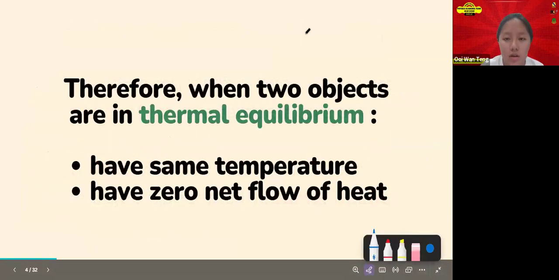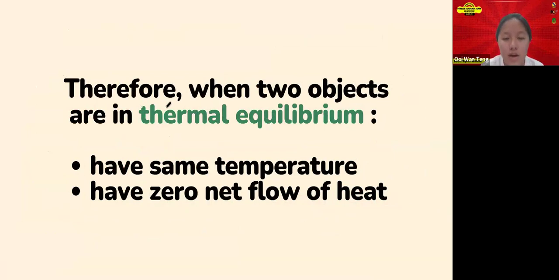So here's a little conclusion for the condition of thermal equilibrium. When two objects are in thermal equilibrium, both objects will have the same final temperature, and they will also have zero net flow of heat.